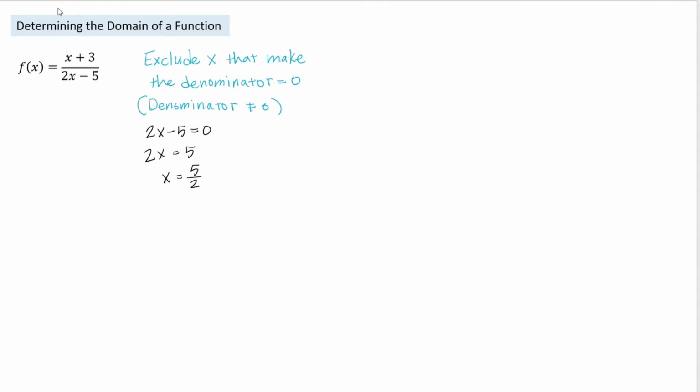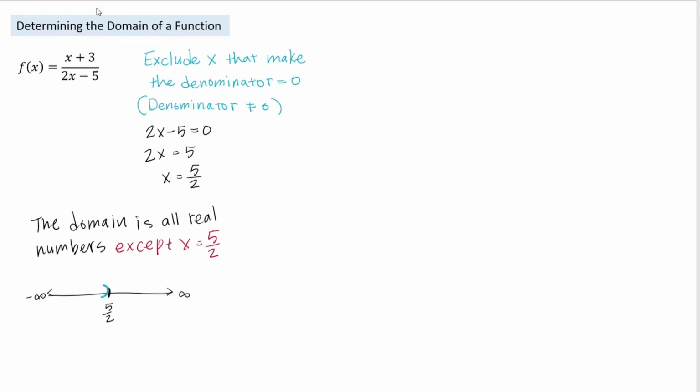So when x is equal to 5 over 2, the denominator is equal to 0, which means that the domain of this function does not include x equal to 5 over 2. The domain is negative infinity to 5 over 2 union 5 over 2 to infinity. So x equal to 5 over 2 is not included.